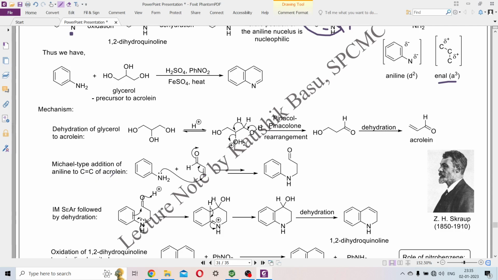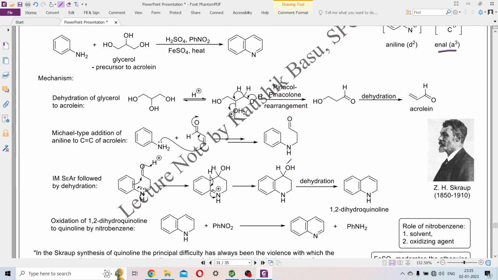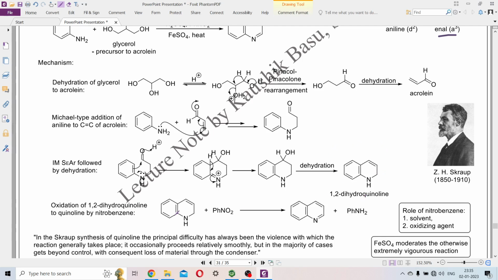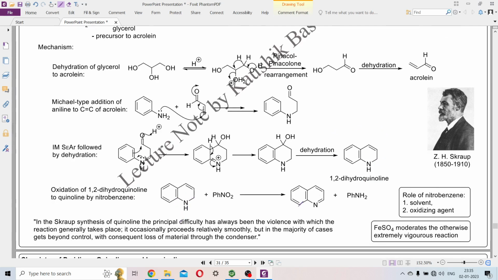So it's a Michael type 1,4 conjugate addition, where the nitrogen combines with the beta carbon, and ultimately tautomerization gives you the corresponding aldehyde derivative, which undergoes aromatic electrophilic substitution and eventually a dehydration into the 1,2-dihydroquinoline. Now this 1,2-dihydroquinoline is oxidized to the corresponding quinoline, so it gains aromaticity.